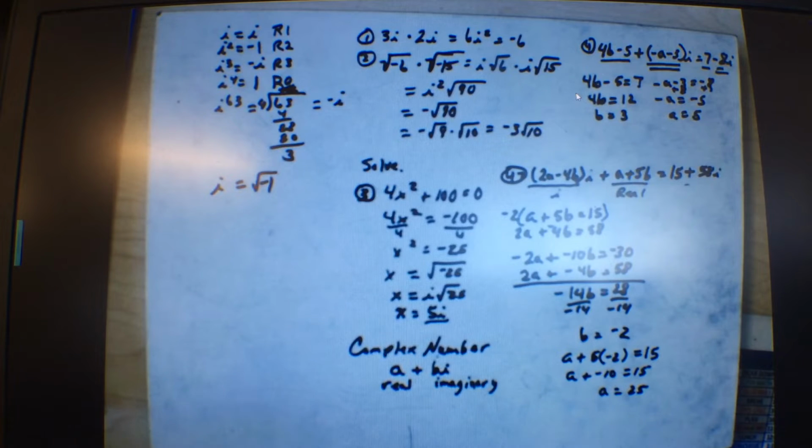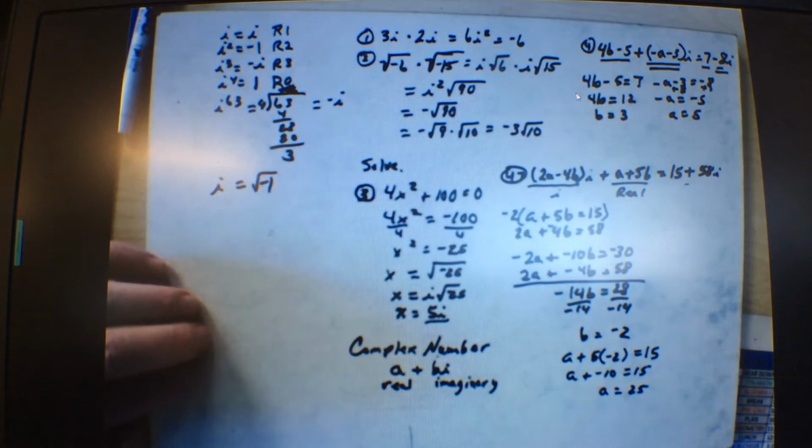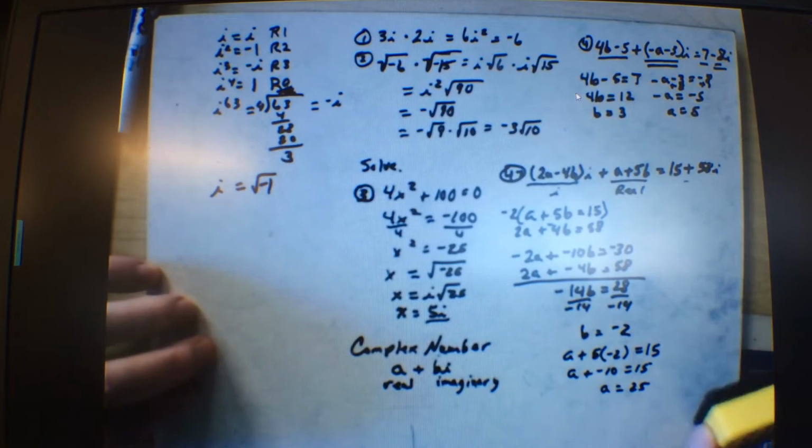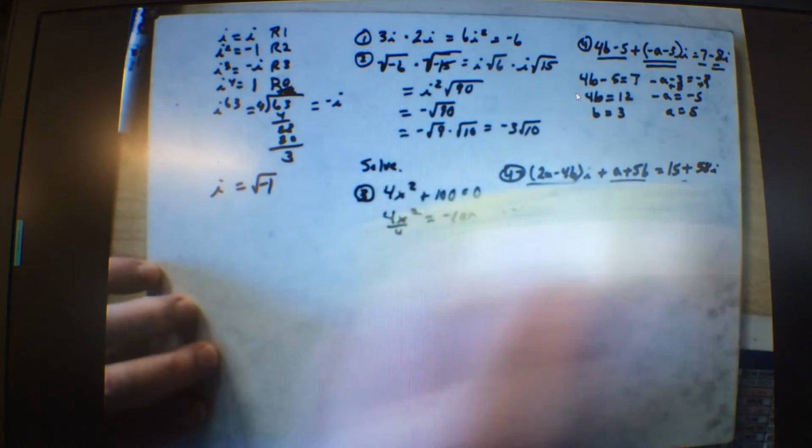You don't graph complex numbers. You just use the same method, but you don't graph them. But you do add, subtract, multiply, and divide complex numbers. So let's take a look at that.